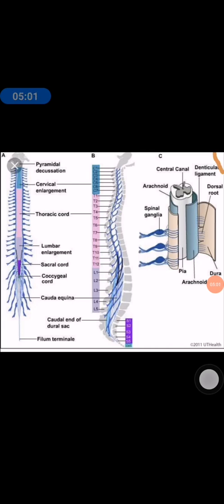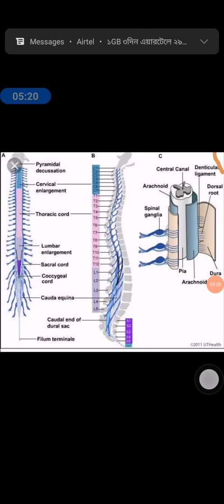Structure of the spinal cord in cross section: the inner gray matter and outer white matter. What do you mean by gray matter? A collection of nerve cell bodies, neuroglia and blood vessels is known as gray matter. And what do you mean by white matter? A collection of bundles of axons, neuroglia and blood vessels is known as white matter.